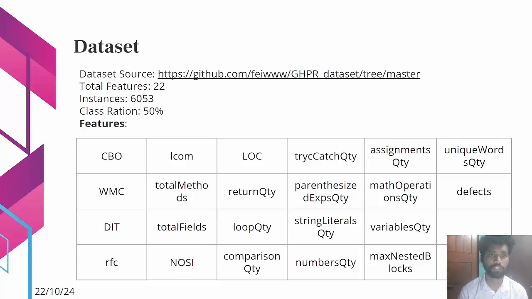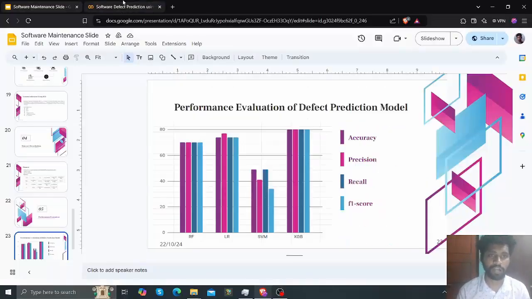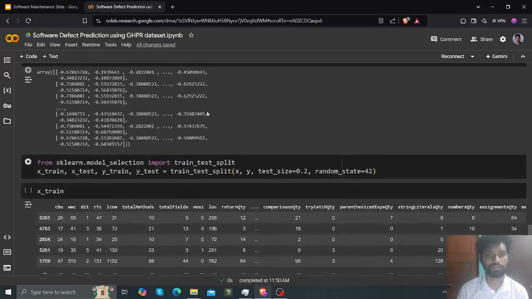contains a total of 22 features, and it has 6053 instances, and the class ratio of defective and non-defective software is 50%. The features in that dataset are CBO, WMC, DIT, RFC, which were already mentioned by Saurabh Devnath. So I will not further discuss what they mean. Then we will see the performance evaluation of our models. Before that, I want to show how we build the model.